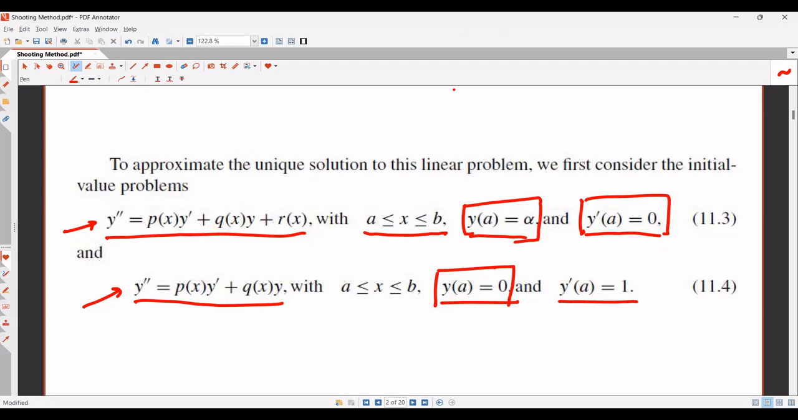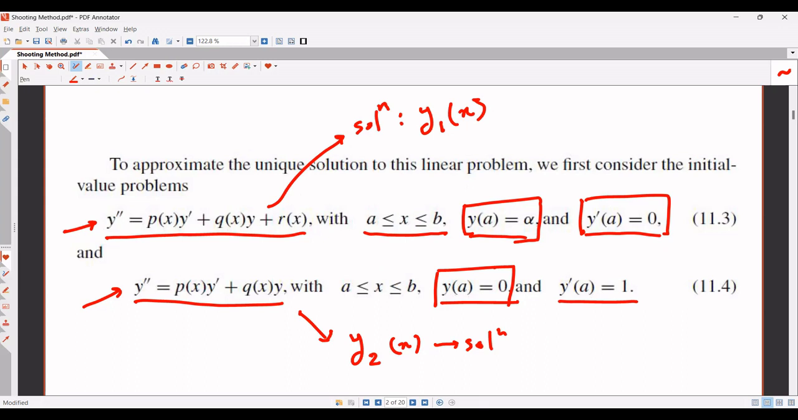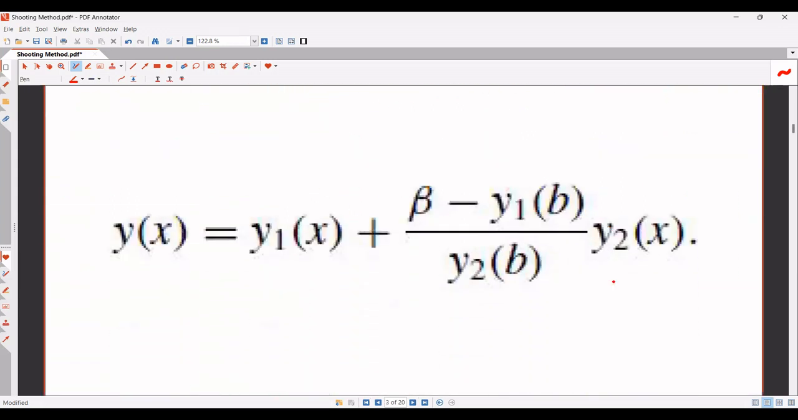you get, for example, the solution of this equation, if you found it to be some function y1 of x, and if you solve the second problem, and if you get the solution to be y2 of x, then using this y1 and y2, you can find the solution to the original boundary value problem using this formula.